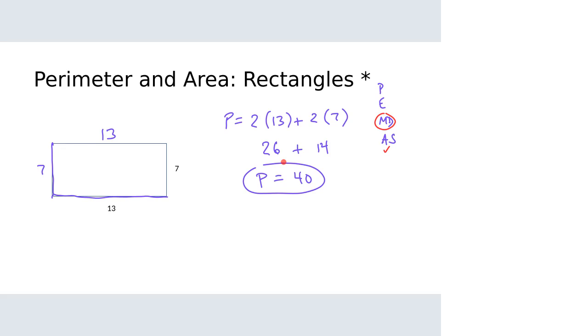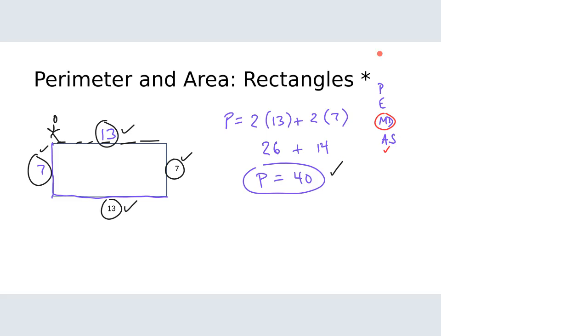Another way to get the perimeter here, which is perfectly fine, is to imagine myself standing right here and walking around. And that's 13 plus 7 plus 13 plus 7. 13 plus 7 would be 20, and 13 plus 7 would be 20 more. Add those together. Sure enough, I have 40 as a perimeter.